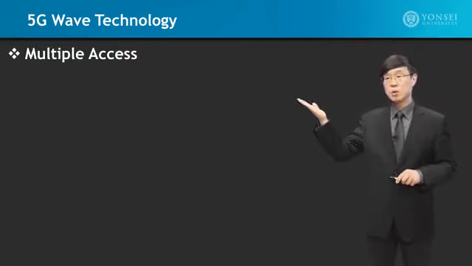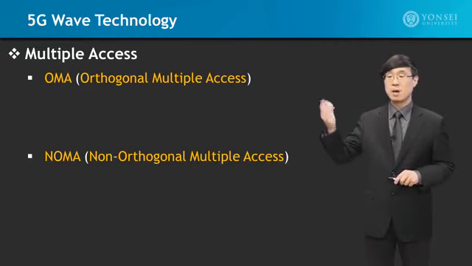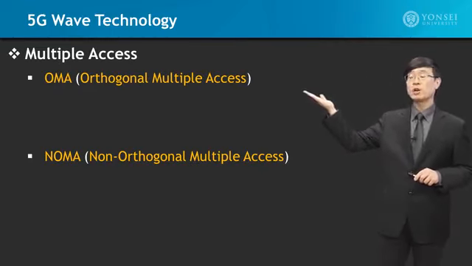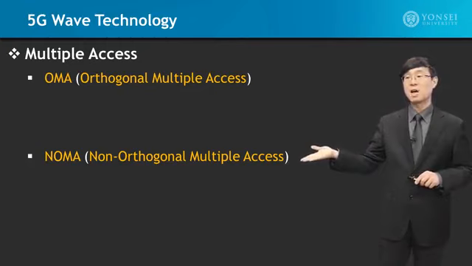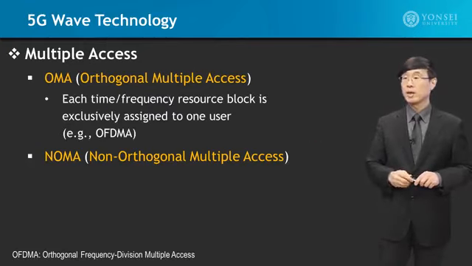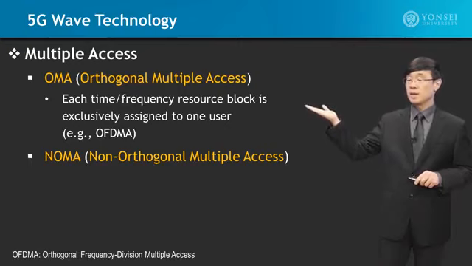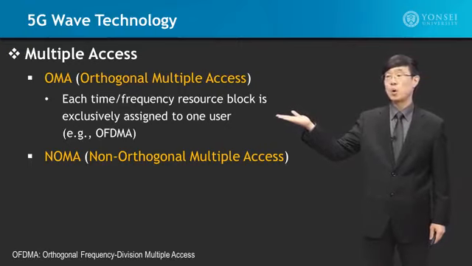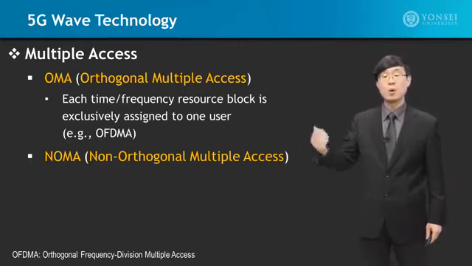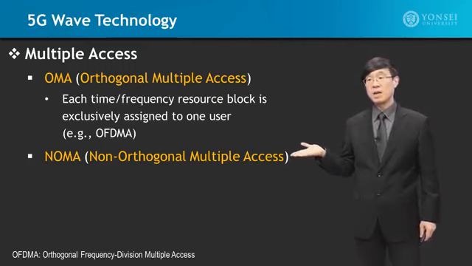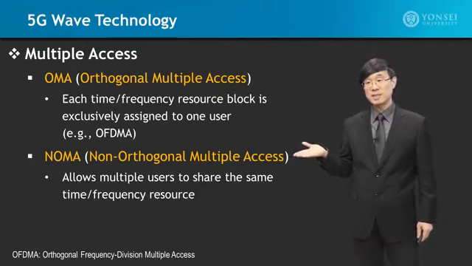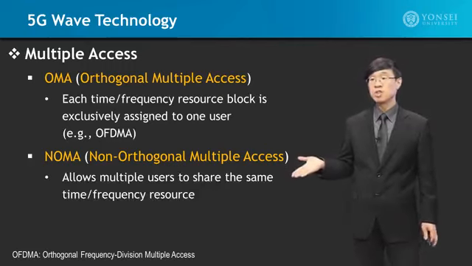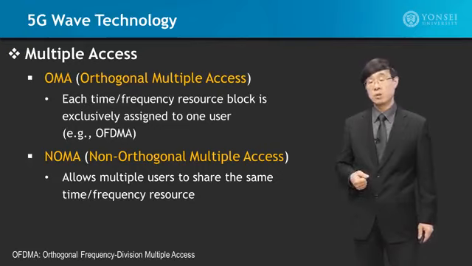We also need to consider multiple access, where OMA, orthogonal multiple access, and non-orthogonal multiple access, NOMA. Going into the details, in OMA, each time or frequency resource block is exclusively assigned to one user, like we did in OFDMA. However, non-orthogonal multiple access allows multiple users to share the same time and frequency resource.